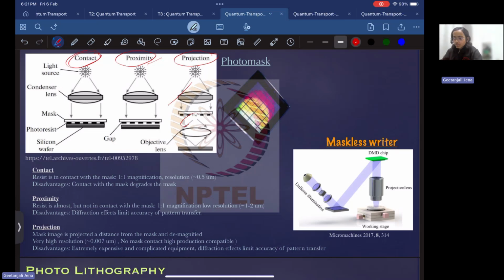And we can use the mask further because we are making the images on the sample. We are not directly using the mask on the substrate. So because of that, the reproducibility of this step is quite high. But the main disadvantage is that it is extremely expensive. Also, it requires complicated equipment. And also, similar to the proximity case, there will be diffraction in projection mode.